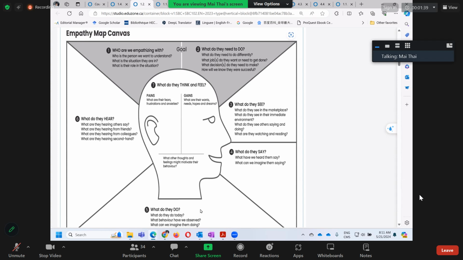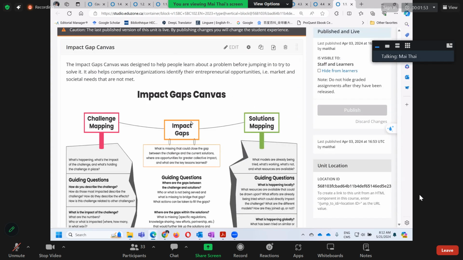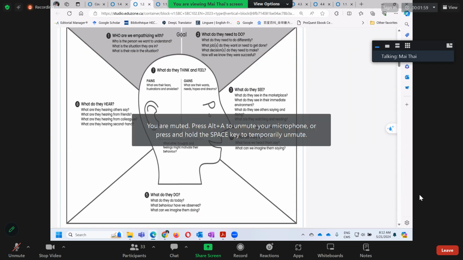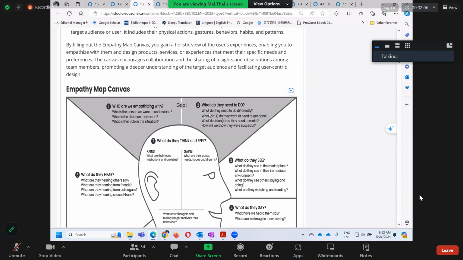So when you position your solution, now you have your product, the very big idea of your product. Then you position yourself in the ecosystem. That is your impact gap canvas here, to really show your niche. After that, you have the empathy map. Why do we need to teach it to students? And why at this stage and not earlier or not after?